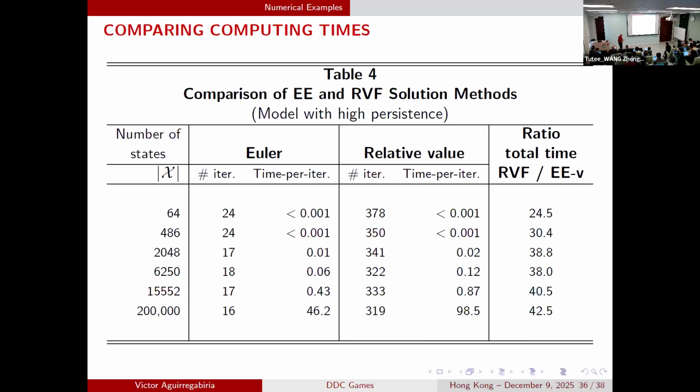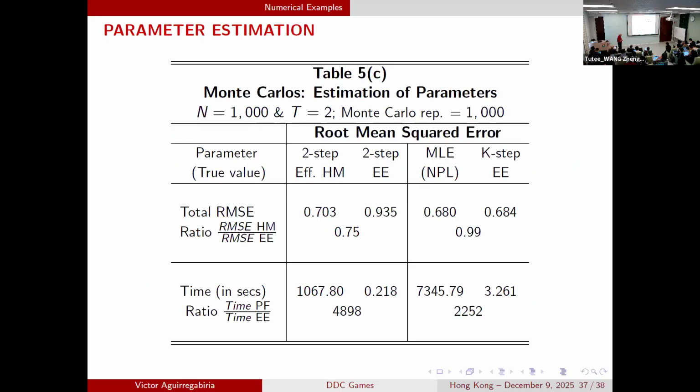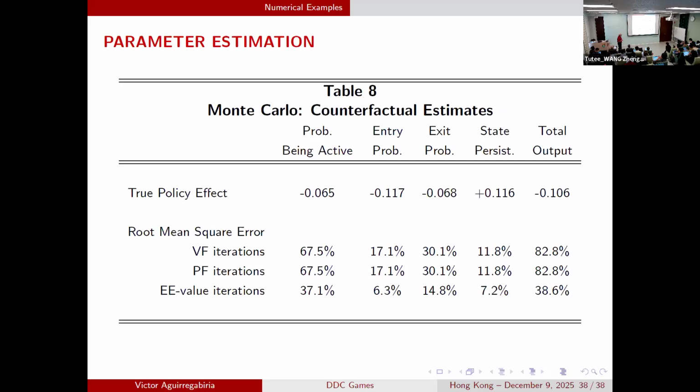If we go to the high persistent specification, you can see that now for relative value function iteration, the cost is more than 40 times larger than the Euler equation. Then the method works pretty well compared to the traditional or standard methods for solution. Let me describe here something that is relevant for estimation. What is what we do in this other, please?